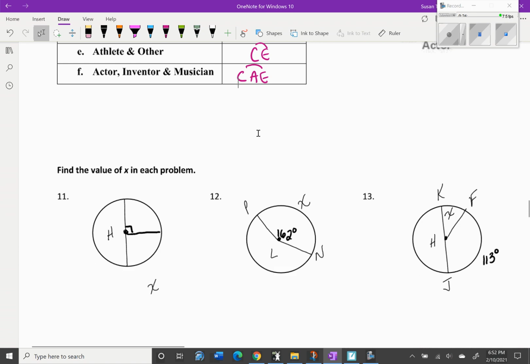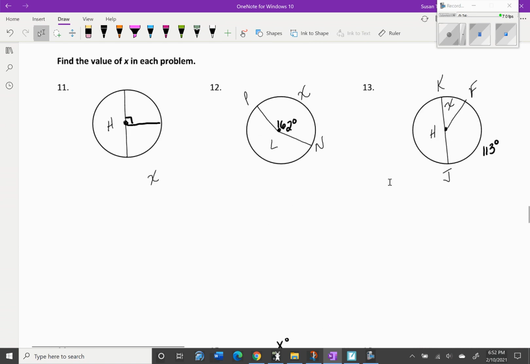So that is it for those. Let's go ahead and look at the next question that says, find the value of x in each problem. And so x in this case is this length right here. So if I want to solve for x, notice that it says this is a 90-degree angle, and it looks like this is a diameter. And of course, if that's 90 degrees, that means this is 90 degrees. And by our central angle definition, we know that the angle measurement is the same as the arc, so that would be 90 degrees.